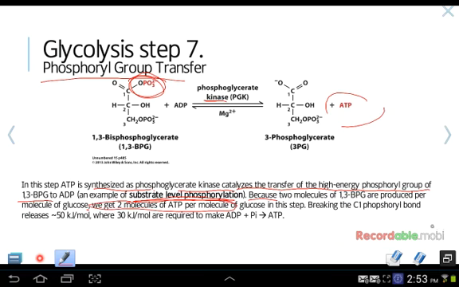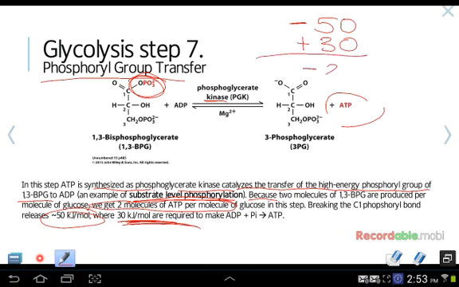Breaking the C1 phosphoryl bond releases approximately 50 kilojoules per mole, where it takes 30 kilojoules per mole to make ADP into ATP. So again, we're releasing 50 and we need 30 to make ATP, so we have a net of 20 kilojoules per mole overall in this reaction, making it very thermodynamically favorable.